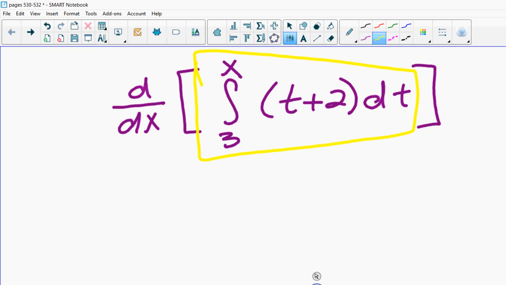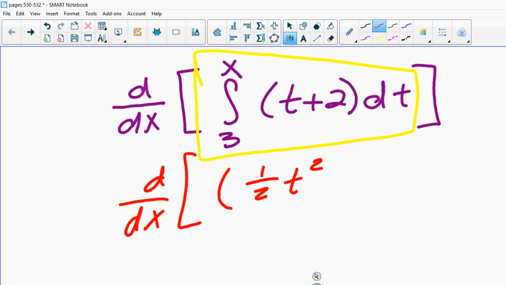Okay. You know how to do that. You know how to take the integral of t plus 2. What's the antiderivative of t plus 2? Half t squared plus 2t. Yeah. So we're just going to write this part down again. So that's going to be 1/2 t squared plus 2t evaluated from 3 to x.